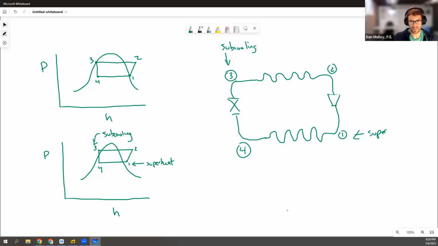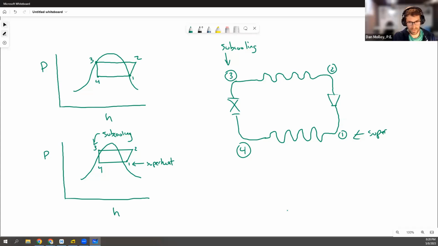I don't think it's common to have a mixture, because if you have a mixture, that means you haven't condensed all of the refrigerant, which means you're not getting the maximum capacity out of your condenser. So that's not a very good operation. So you do want to see state 3 come all the way to the left and potentially even beyond the left side of the saturation curve.